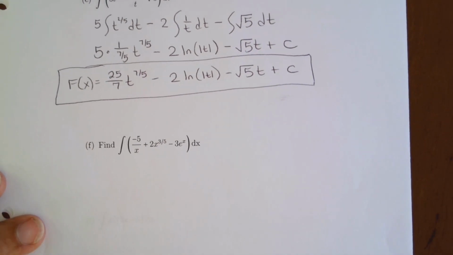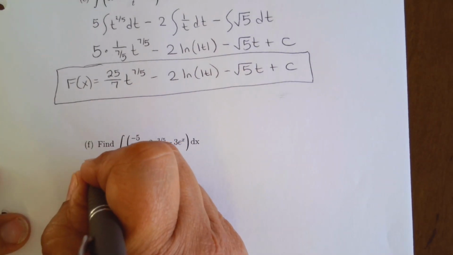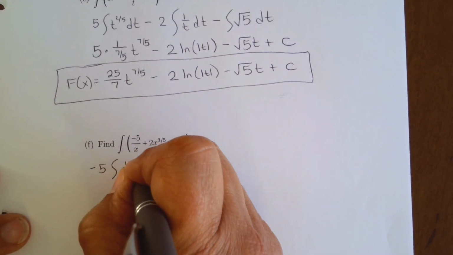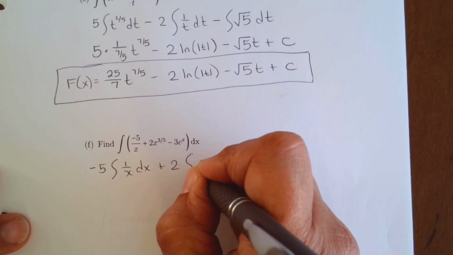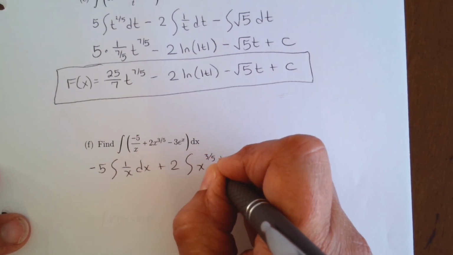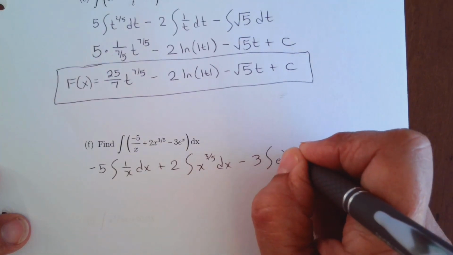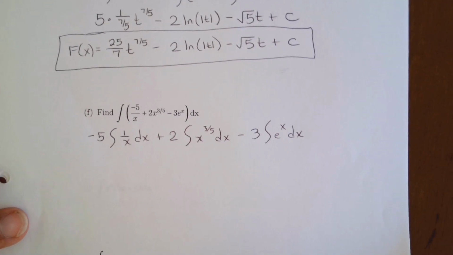All right. Part F. I've got a constant, constant, constant. So I can pull all those constants out. So we've got -5, and then we're just going to integrate 1 over x. We're going to pull out the 2, integrate just x to the 3/5. And we're going to pull out the 3 and integrate just e to the x. Okay, so we're just doing each one separately, which is nice for now.